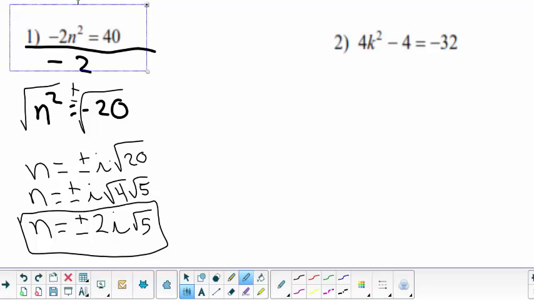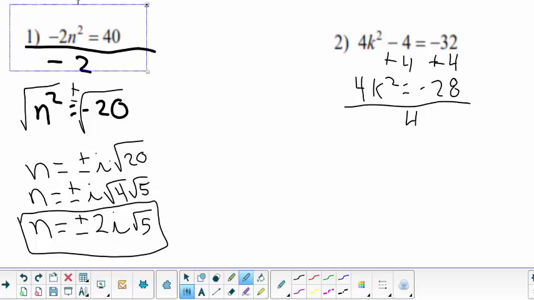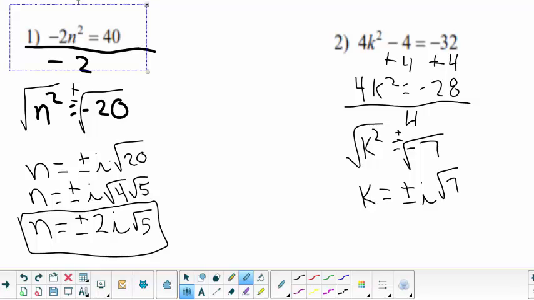All right, so for this next one, we've got to undo any addition or subtraction. So we want to add that 4 to both sides. So now we've got 4k squared equals -28. Now we've got to divide both sides by 4. So we've got -7. Now we take the square root of both sides. I didn't leave room for my plus and minus, but I'll squeeze it in right there. So that gives me k equals positive and negative i radical 7. And there are no perfect squares in 7. It's a prime number, so that's all we can do.